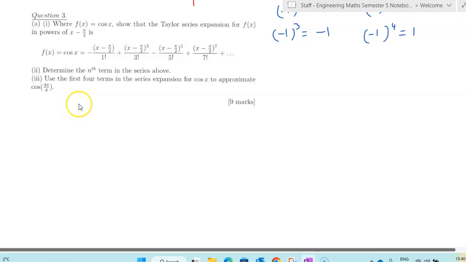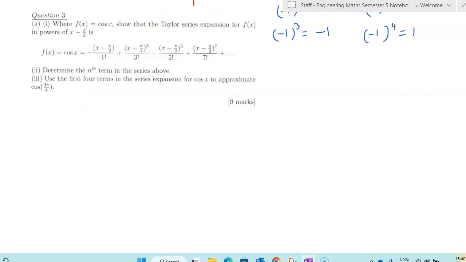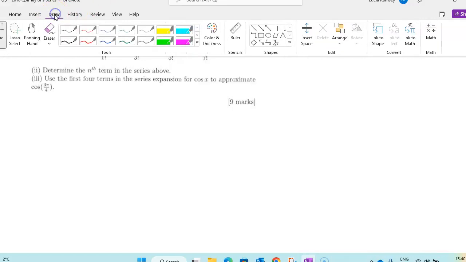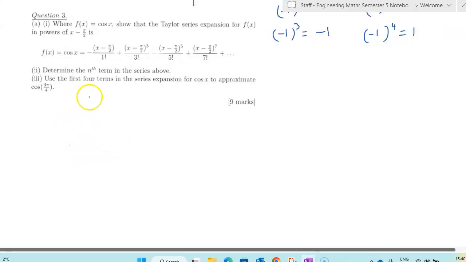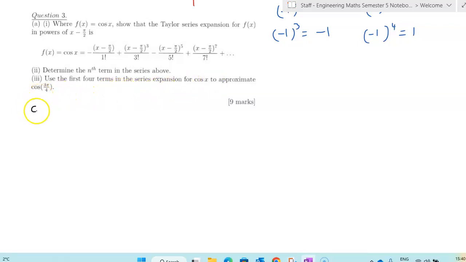So, use the first 4 terms. They're already given because we're given the answer there. And we just have to, in this expansion, find cosine of x. So basically, cosine of x is our expansion, and we need to find cosine of 3 pi over 4. Therefore, x must equal 3 pi over 4. So you put 3 pi over 4 into this formula for x.